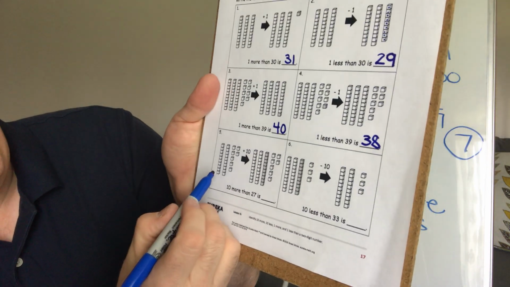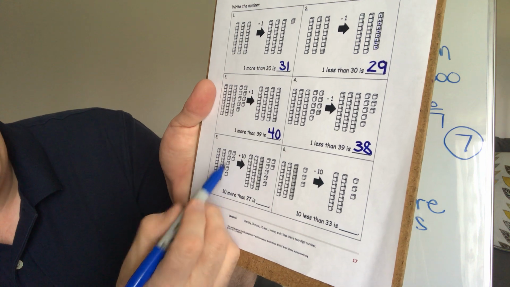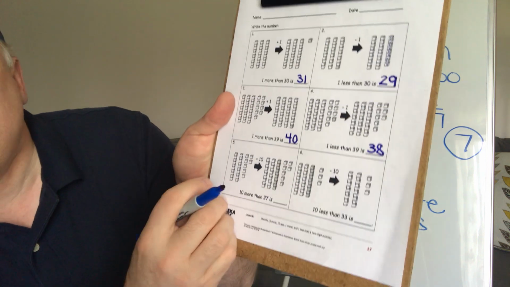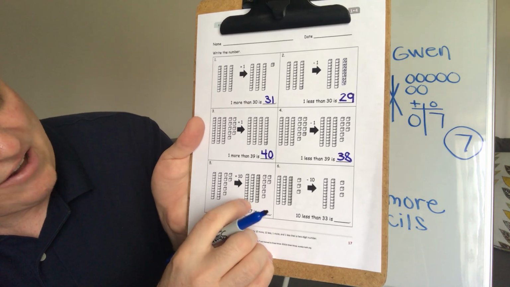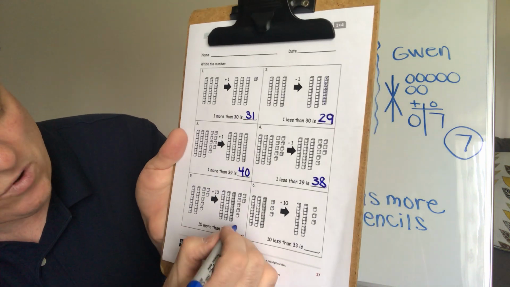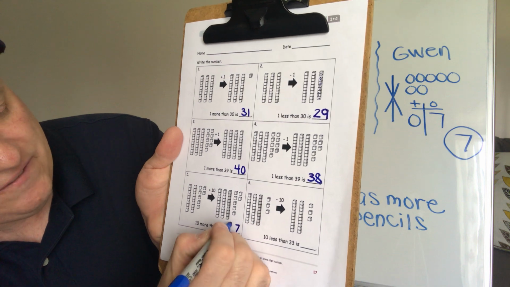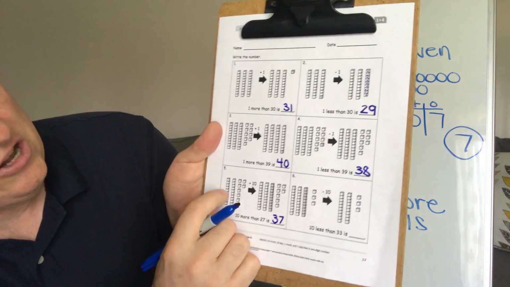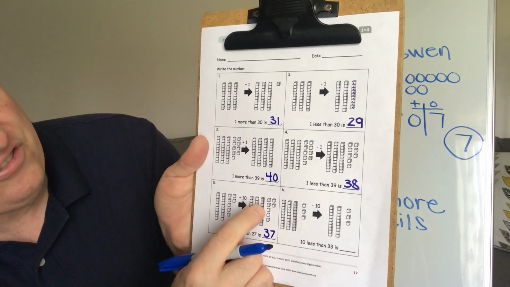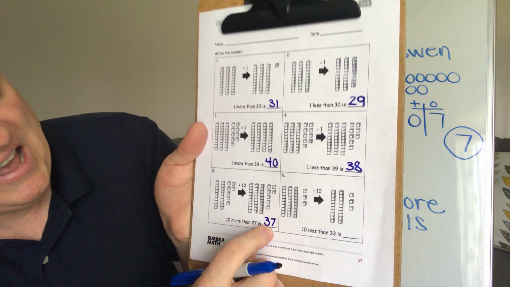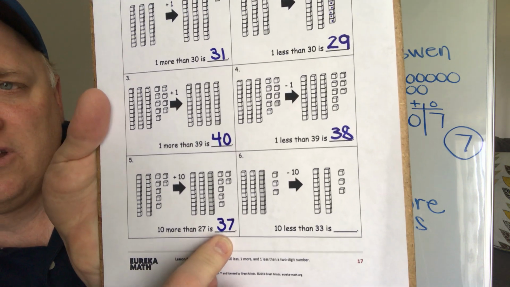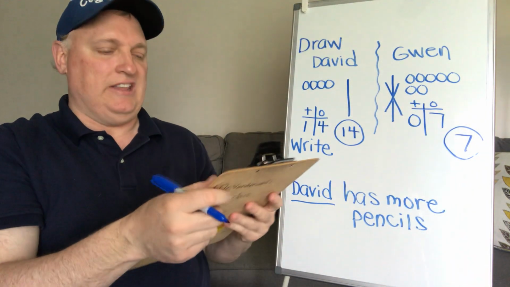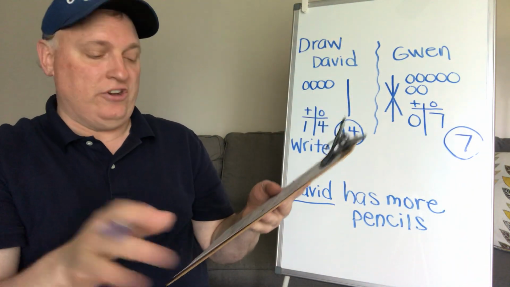Number 5, I have 2 bundles of 10 and 7 ones, which makes 27. I add another bundle of 10. So now I have 3 bundles of 10 and 7 ones. So I have 7 ones, 3 bundles of 10. 27, action arrow plus 10. So I added another bundle. So 10 more than 27 is 37. Excellent. Last one for today, boys and girls.